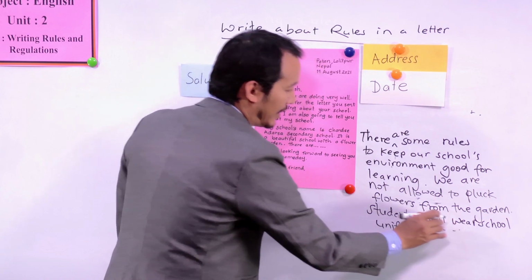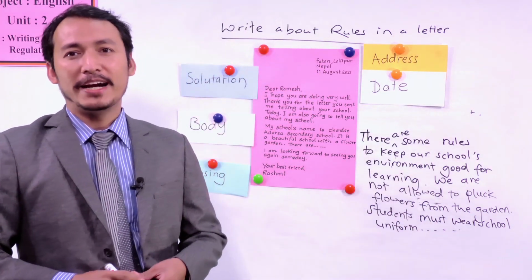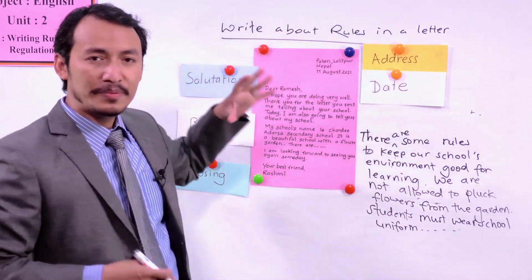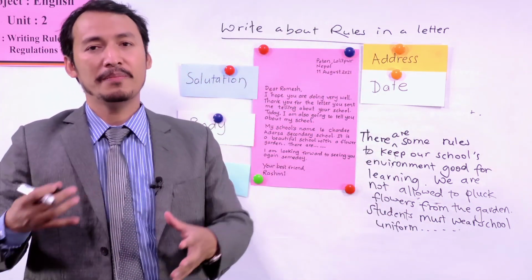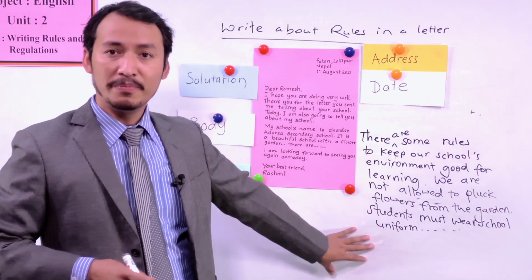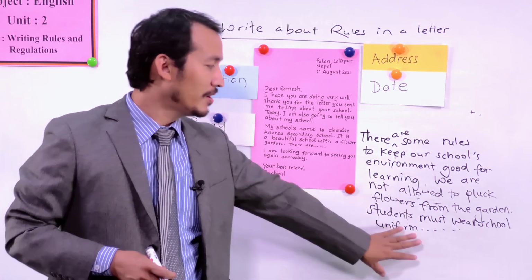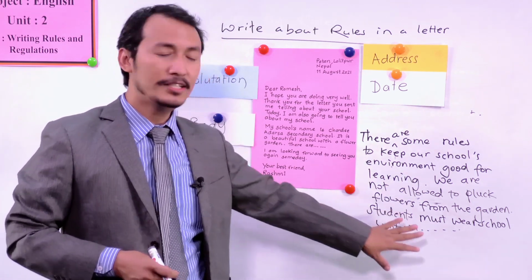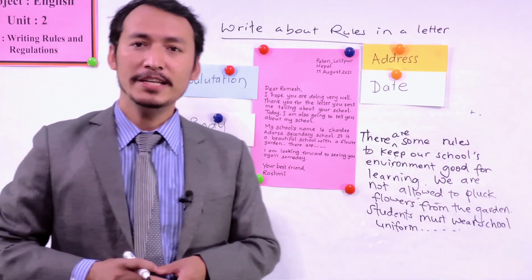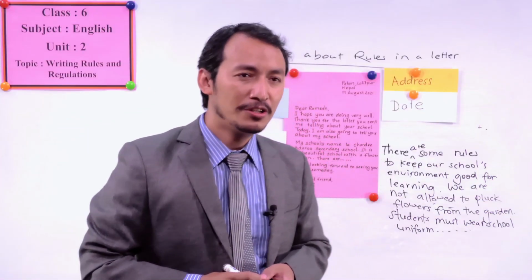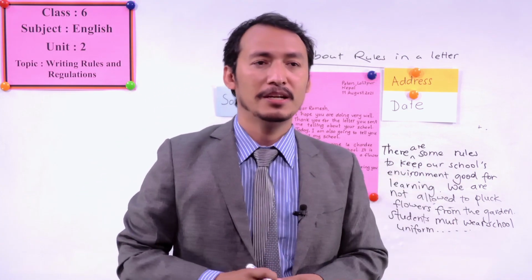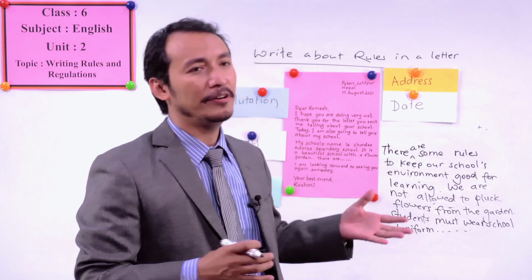Okay, likewise, now you are going to write the rules. Same as in our previous writing of rules, where we had imperative sentences. In this letter, you cannot write the imperative sentence, but you can say students must, students should, we should, we are allowed to do, we are not allowed to eat inside classroom, we are not allowed to come without uniform, in our casual dress.